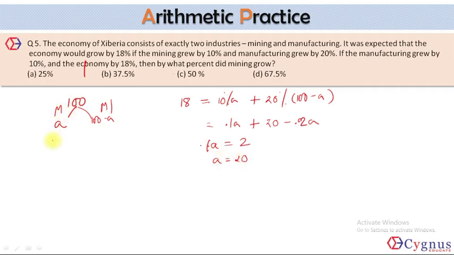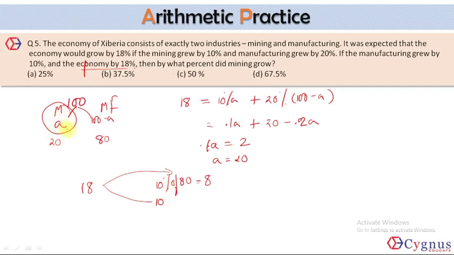That means out of this 100, 20 was just because of mining and the remaining 80 was because of manufacturing. Now what's the next line? It says that if the manufacturing grows by 10%, what was the value of manufacturing? 80. 10% of 80 is equal to 8. But if you look at the overall growth, it should be 18%. Now 18% of 100 will be equal to 18. And of this 18, 8 is the contribution of manufacturing. That means the remaining 10 should be the contribution of mining.